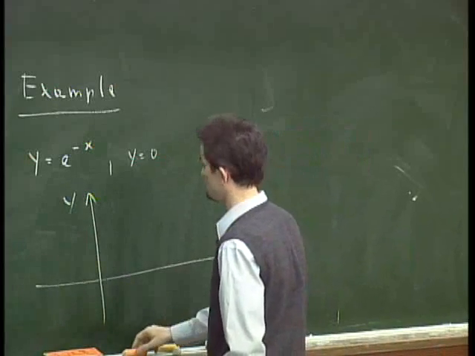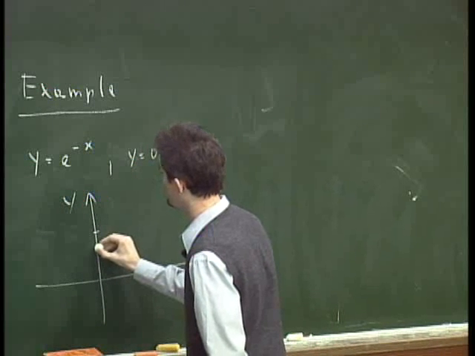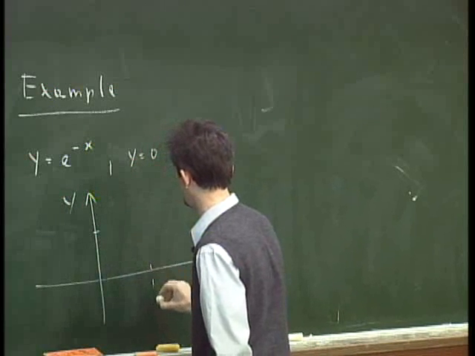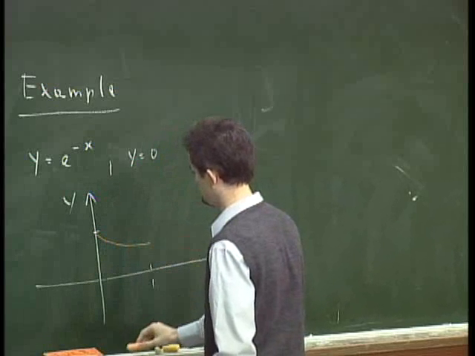Okay, so we have this function here. So this function is here 1. Then we have here e to the minus 1. So this function looks roughly like this here.